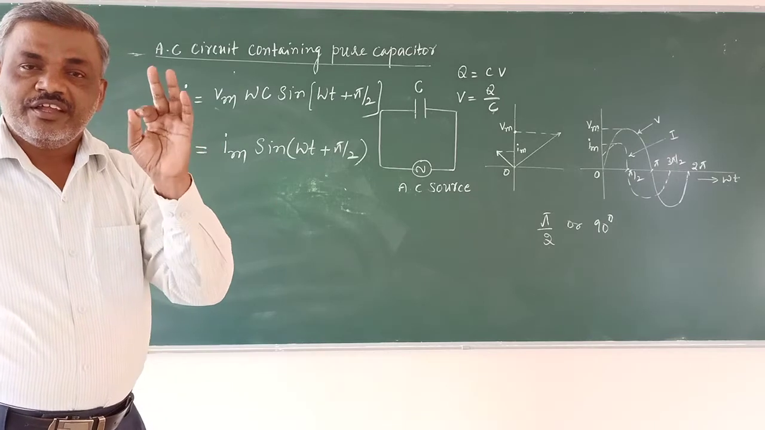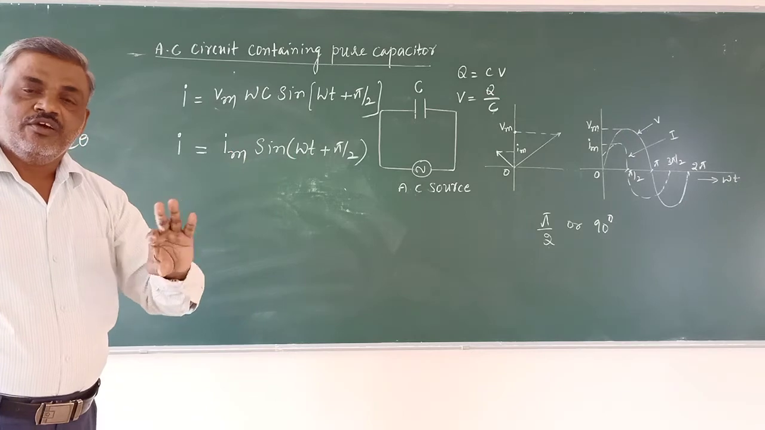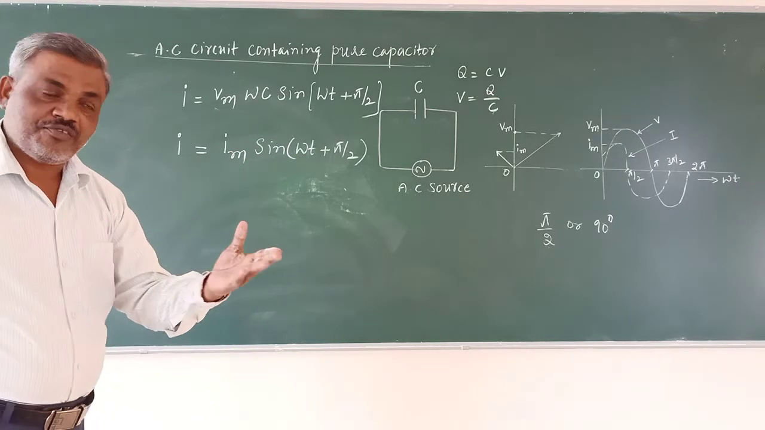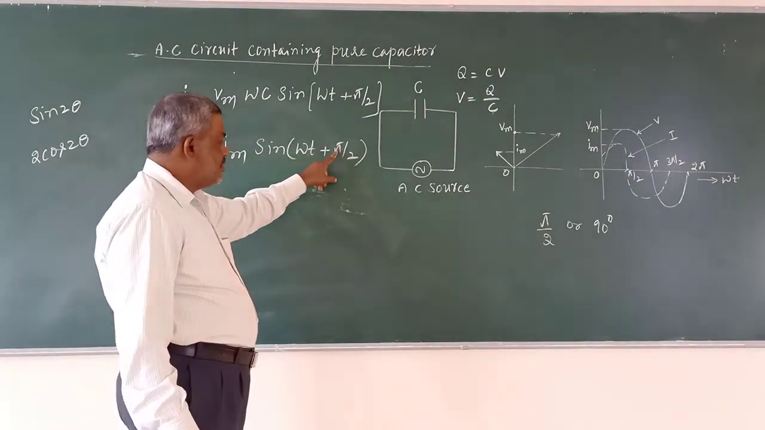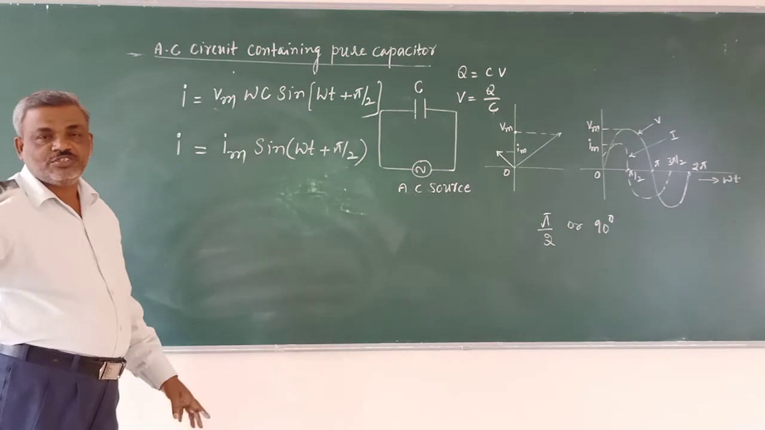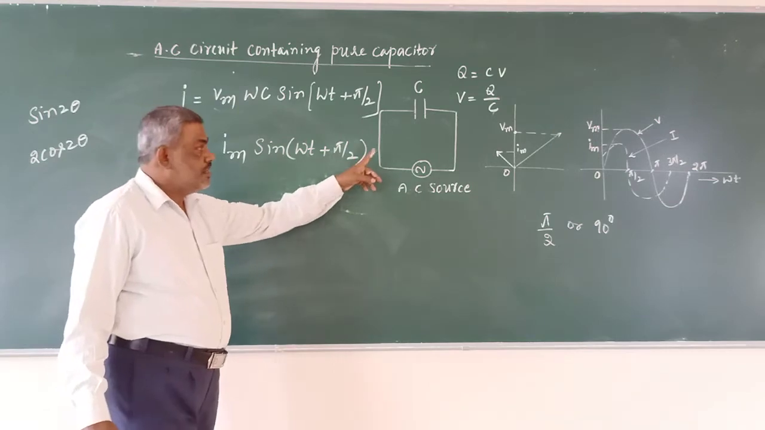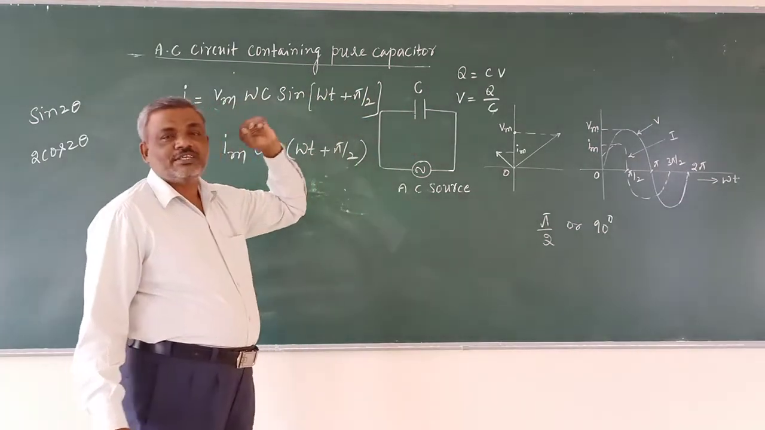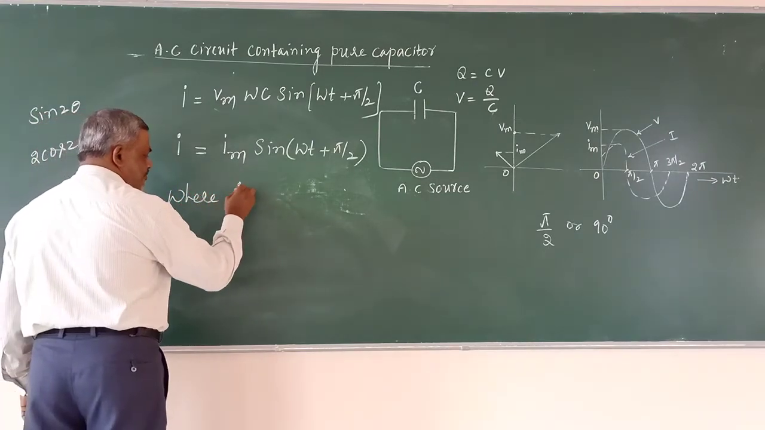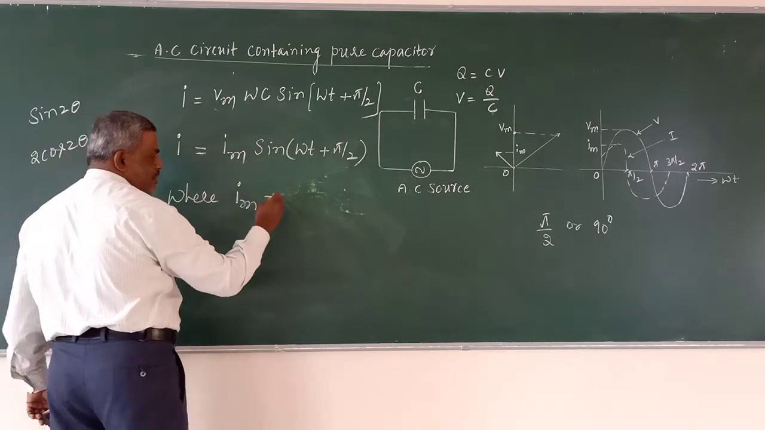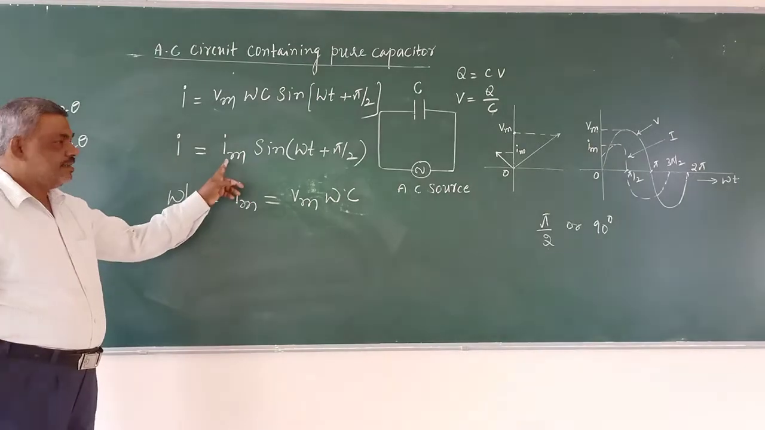So in your question, derive an expression for current in an AC circuit containing a pure capacitor when alternating voltage is applied to a pure capacitor. Then I equal to Im sin omega t plus pi by 2. The above equation shows that current leads the voltage by an angle pi by 2 in an AC circuit containing a pure capacitor, where Im equal to what? Vm omega C.